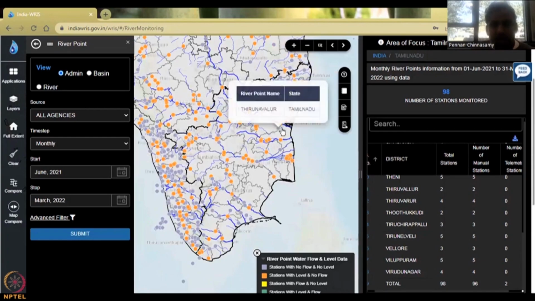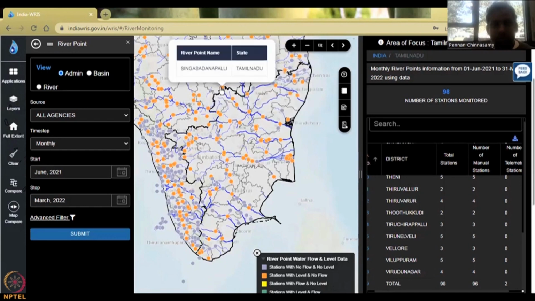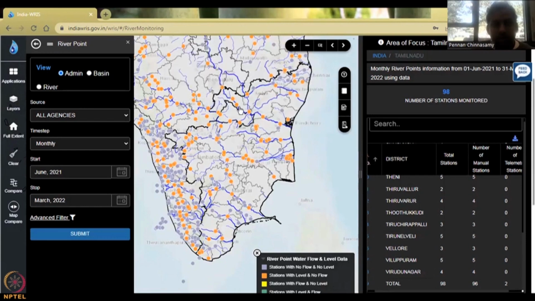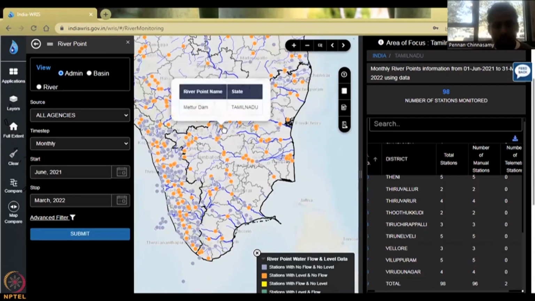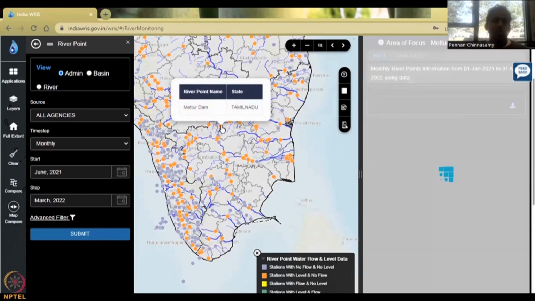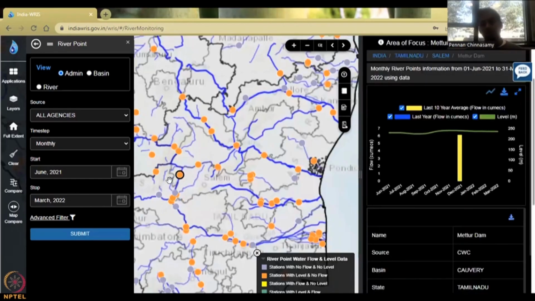Let's say this one is Vachanallur. This is the boundary, and then it comes down to Sathanur Dam, etc. And here you also have Kukikodi in Karnataka, and then the river flows into Metur Dam. Metur Dam is pretty good because it provides a lot of irrigation water to the surrounding area, the command area.